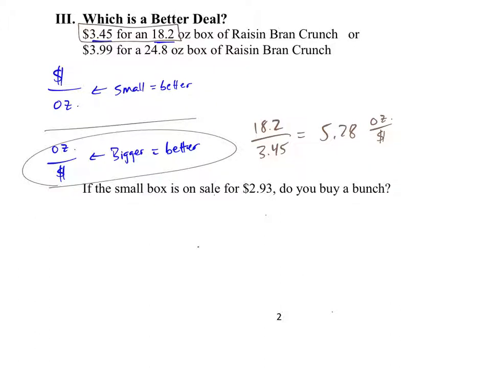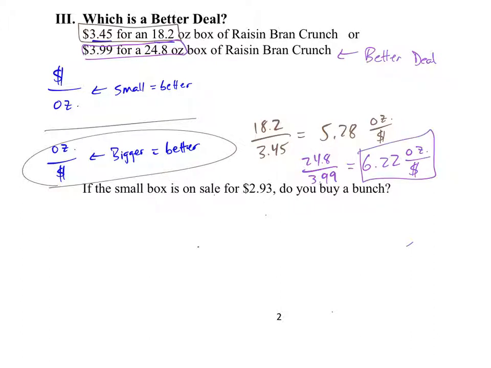And now I'm going to take the larger box, and I do the same thing. I have 24.8 ounces divided by 3.99. So 24.8 divided by 3.99, and now I get 6.22 ounces per dollar. So what's the better deal? Bigger. Yep, the bigger box. So the better deal, as you'd probably expect, is the bigger box, because it gives you more ounces per dollar.